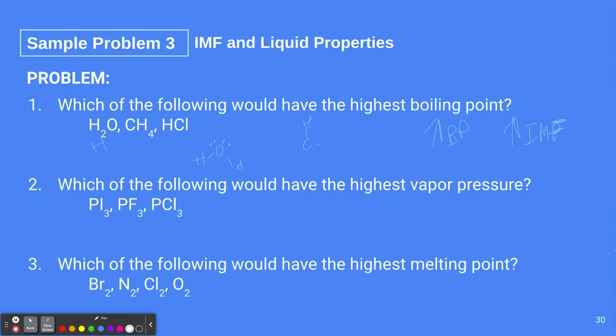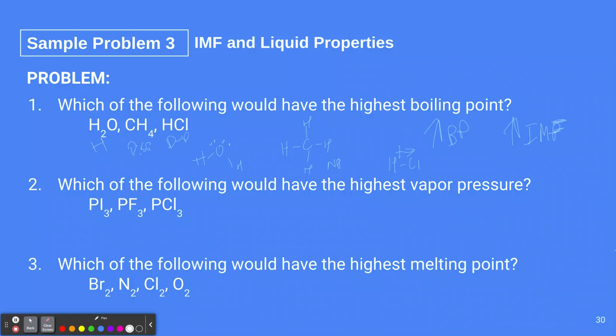CH4 looks something like this. Remember that our hydrogen to carbon bonds are nonpolar, so this is nonpolar. If we're nonpolar and we don't have O to H or N to H or H to F, then we have just dispersion. And then HCl looks like that. HCl has a polar bond between the hydrogen and the chlorine, which is more electronegative. And so this has dipole.